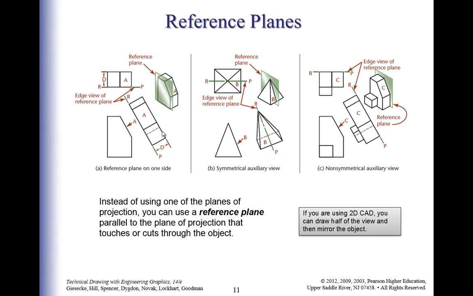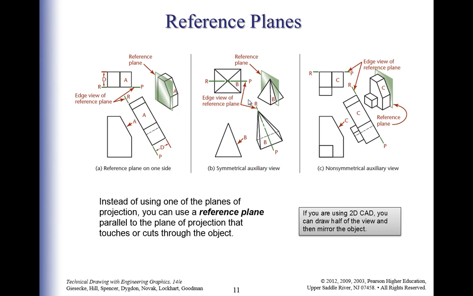Again, when we do auxiliary views, you have a hidden line there. Sometimes you can omit hidden lines and things like that in auxiliary views. You can put them in too, like they did here, and it's totally up to you. Just go ahead for the time being and put your hidden lines in there unless you're told otherwise.